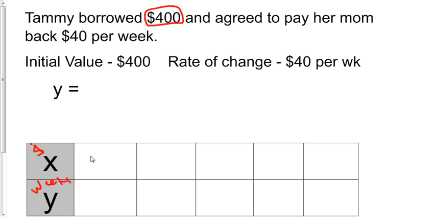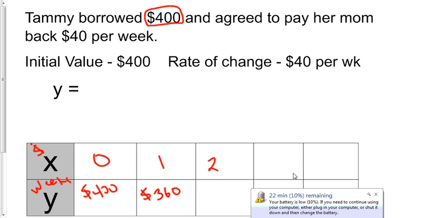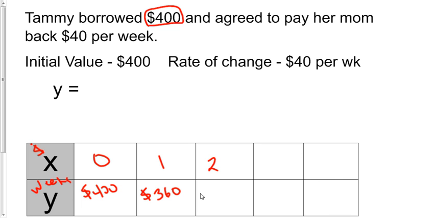So at 0 weeks, Tammy is going to owe $400. After 1 week, she's made a $40 payment, so now her new amount that she owes is $360, and you'll see that sets off a chain of events where it goes down $40 every single week. So then it goes to $320, $280, and $240.